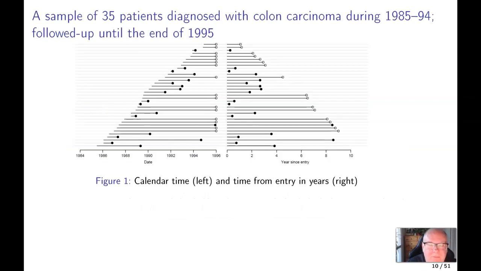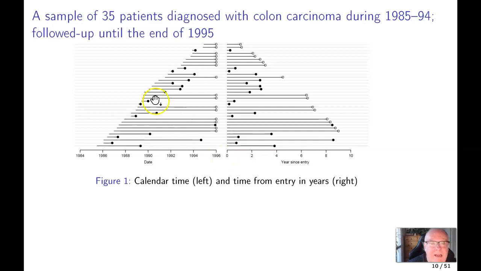Now, here is a graphical illustration of the survival times of 35 patients diagnosed with colon carcinoma on two timescales. So we have patients who are diagnosed from 1985 until the end of 1995, and they're followed up until the end of 1995.